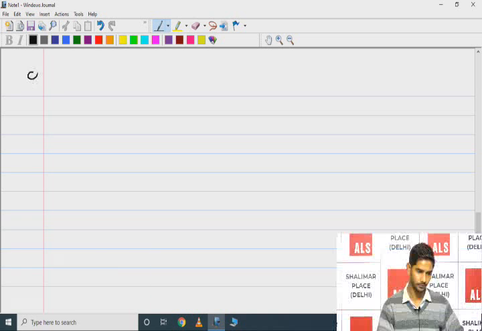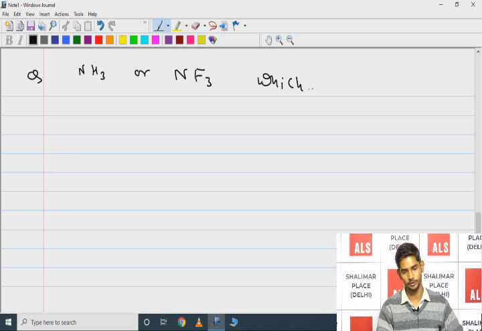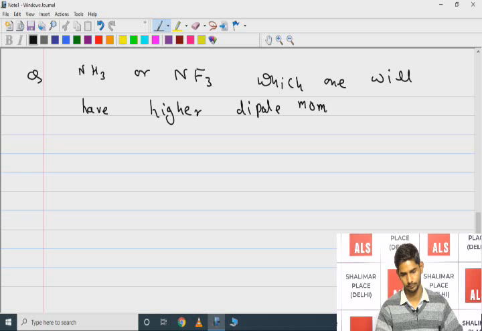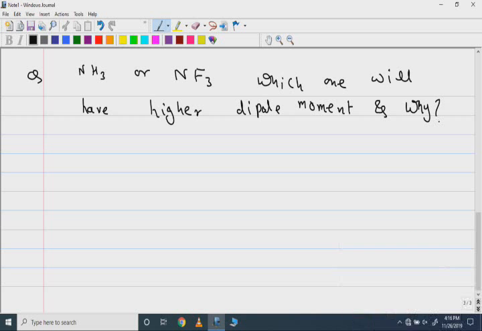Now my question is for you. NH3 or NF3, which one will have higher dipole moment, and why? I am giving you 2 minutes to attempt this question and tell me the answer. Remember, NH3 and NF3 both have a similar shape.